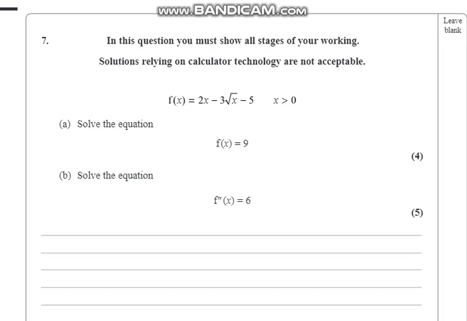Okay, f of x equal to 2x minus 3 root x minus 5, where x is greater than 0 and all the negative values are not in the range. The A part states: solve the equation f of x equal to 9, and that's 4 marks. So let's get started. I'll be writing the function again with 9 set equal to it. There you go, I've rewritten it again.